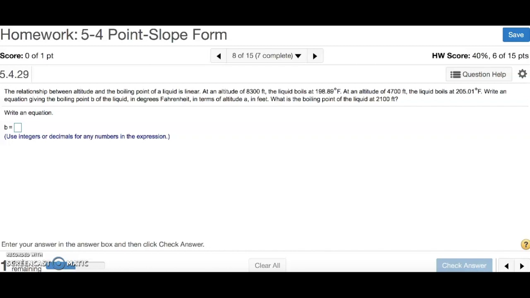Number 8. The relationship between altitude and the boiling point of a liquid is linear. At an altitude of 8,300 feet, the liquid boils at 198.89 degrees Fahrenheit. At an altitude of 4,700 feet, the liquid boils at 205.01 degrees Fahrenheit. Write an equation giving the boiling point B of the liquid in degrees Fahrenheit in terms of altitude A in feet. What is the boiling point of the liquid at 2,100 feet?